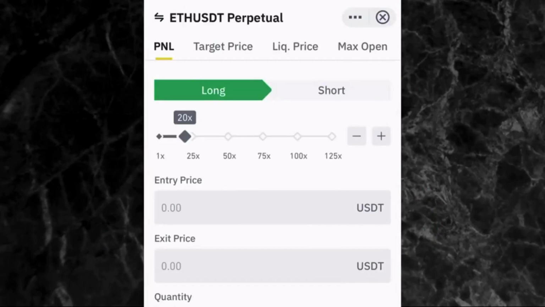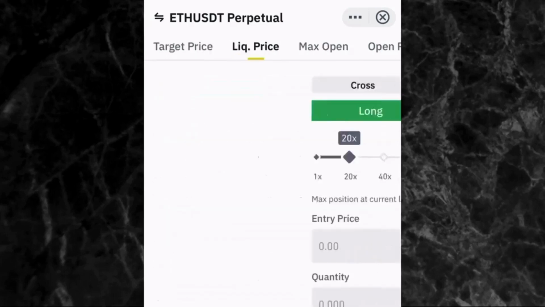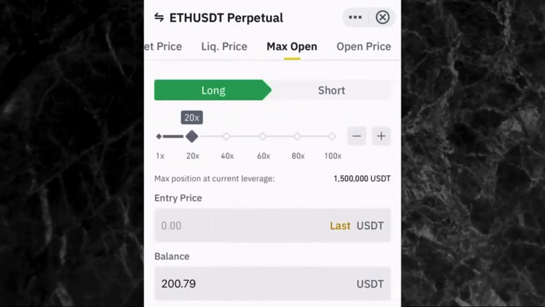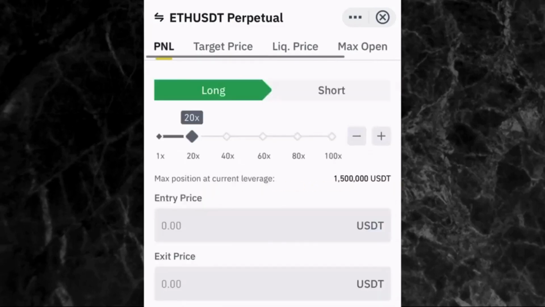The calculator icon is where you can calculate different things to help you make profit on futures trading. As you can see at the top of the screen, you can calculate PNL. PNL means profit and loss. You can calculate your target price, which means the price at which you want to take your profit. Liquidation price means the price at which you are going to get liquidated, and you can also calculate your max open and your open price. For this video, I'm going to be showing you how to calculate your PNL and target price. It's just the same process for the other ones.